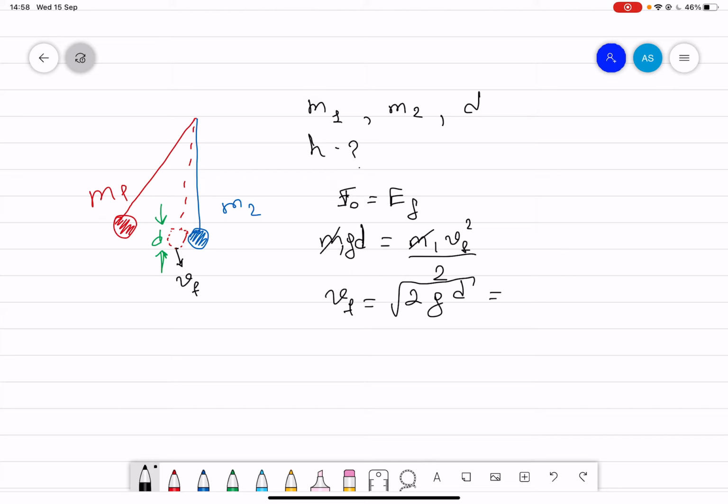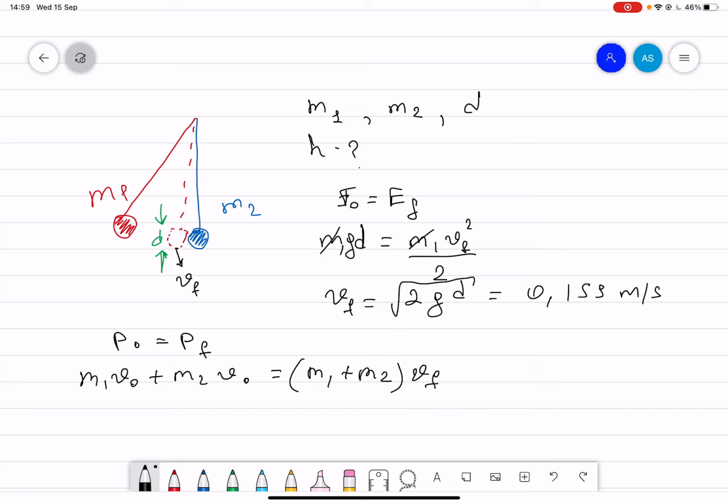Now if you do the calculation, in my case I got 0.159 meters per second. Now in the second case, we have to use the conservation of momentum. Momentum initial is equal to momentum final. Now it's an inelastic collision, so M1 V initial plus M2 V initial is equal to M1 plus M2 times V final, since they stick together and move together. Since the second ball was not moving, its term becomes 0.